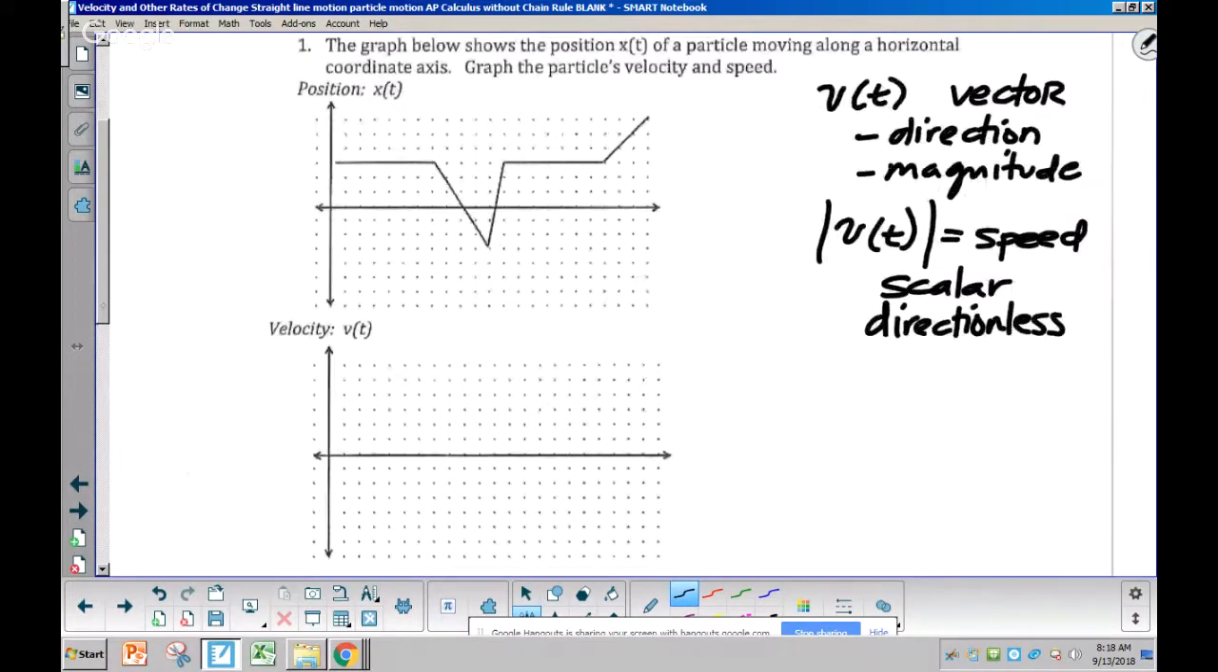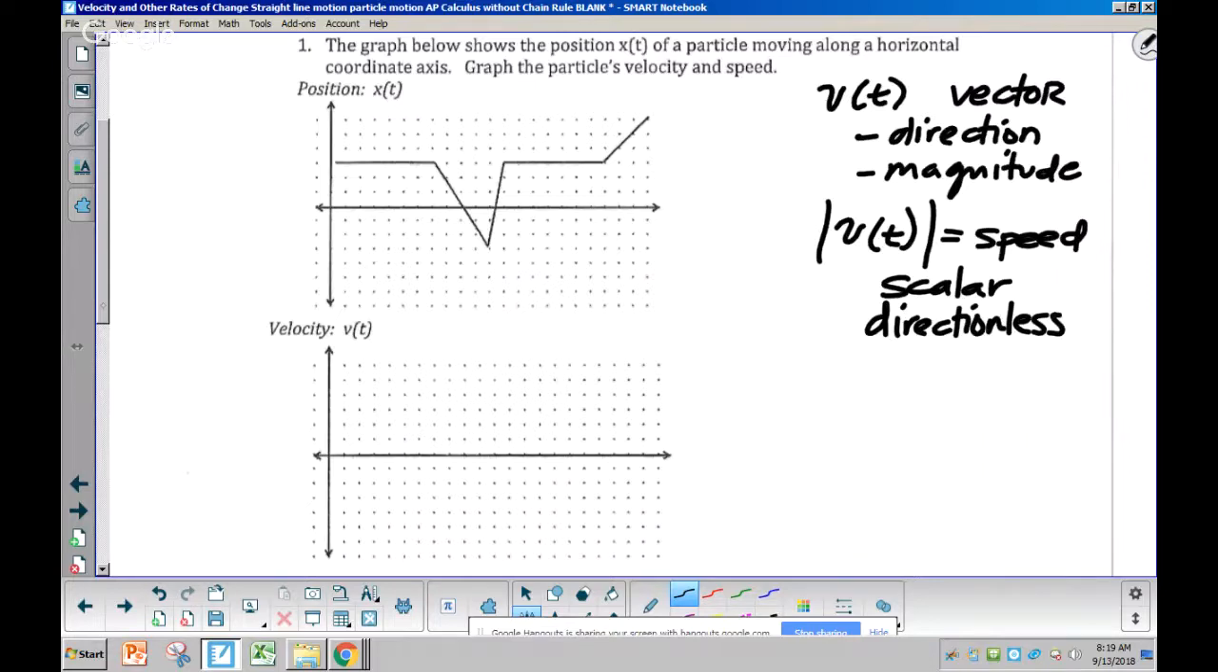So the velocity, what is the relationship between position and velocity? Graphically, if we go back to our initial discussion, we said that the position function had tangent lines to it, and the tangent line slopes were velocity, right? They were meters per second. So the slopes of the position function are going to be the y values of the velocity function. So what is the slope?